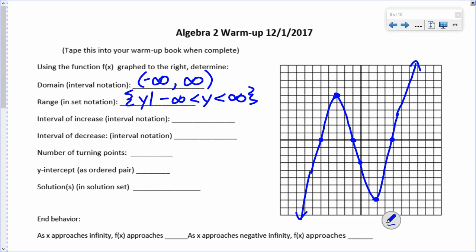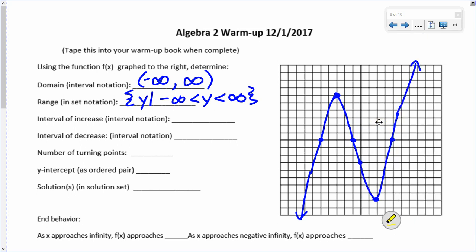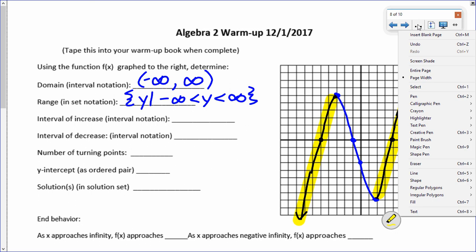Okay, now for interval of increase and decrease, I probably need to get some highlighters out here. When you do your interval of increase and decrease, remember that increase means if it's on a roller coaster going left to right, it's the uphill portions. So I'm trying to describe this part and this part of the graph because those are both going up. Whereas the decrease, we'll go back and do the decrease in a second. Let's just focus on the highlighted portions right now.